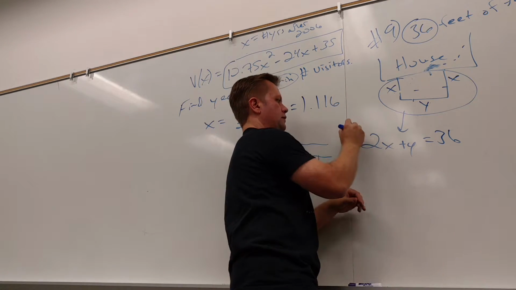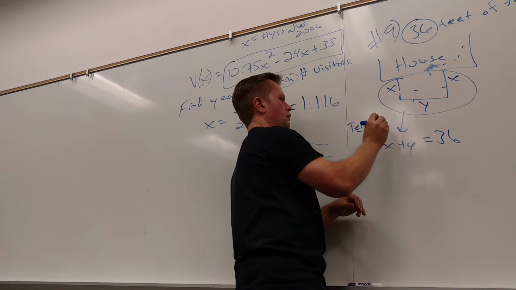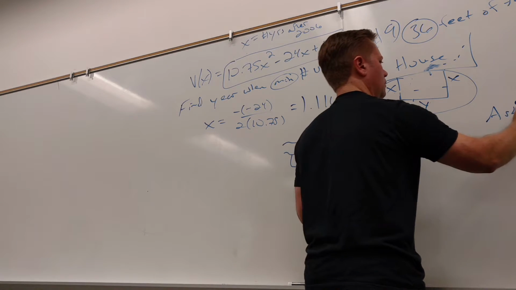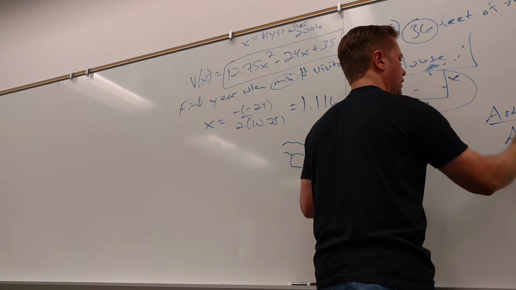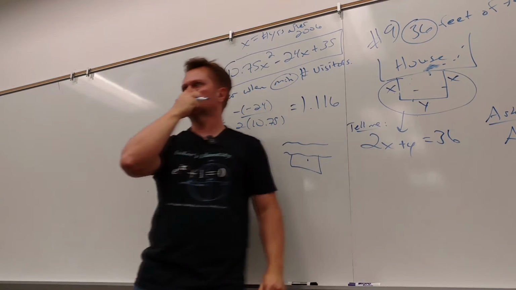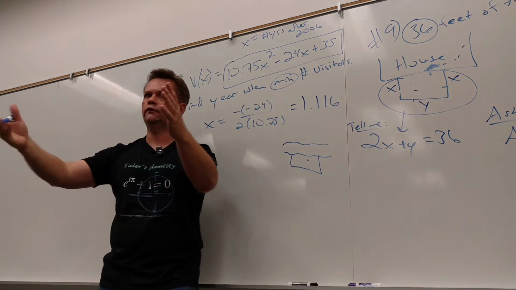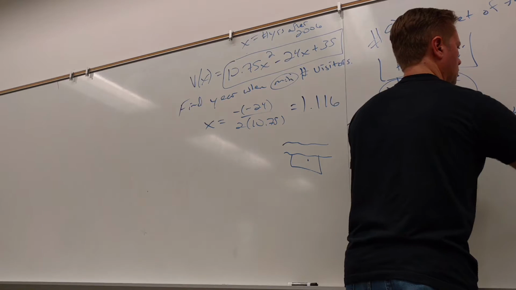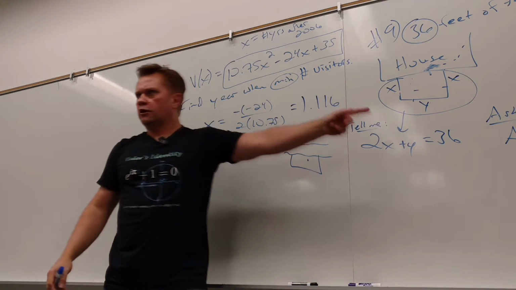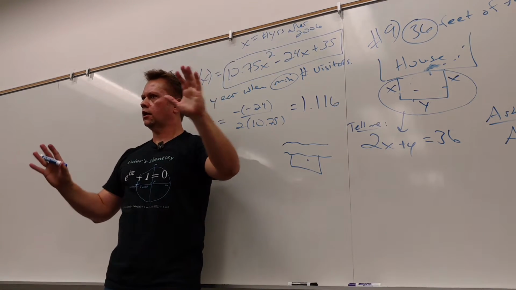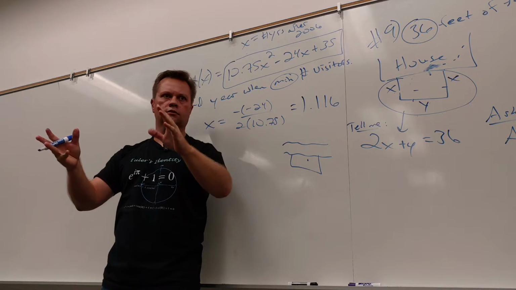So this is what they tell me. What do they ask me for? Largest area. So what's the area from the picture? X times y. X times y, I love it. Two variables over there, right? All right, I like it. Two variables is one too many.